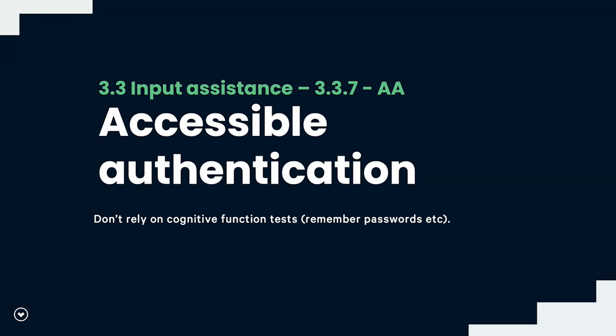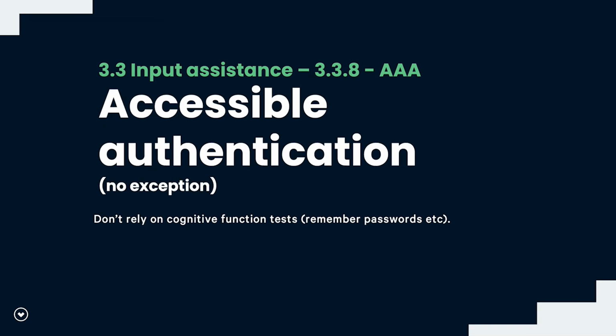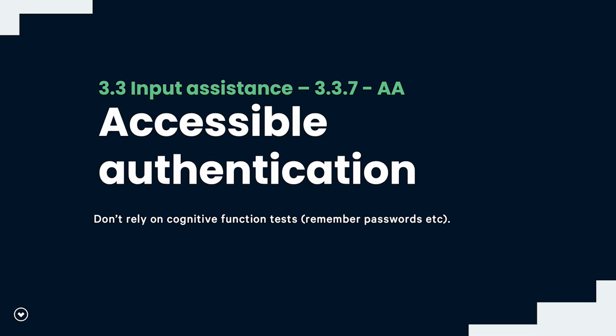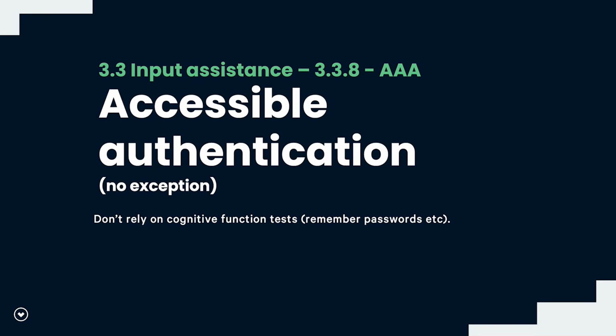So 3.3 input assistance. This is another AA one, and this is accessible authentication. So it's about not relying on cognitive function tests to authenticate something, such as requiring someone to solve a puzzle or remember a password. There are again two different levels and two different success criteria. There's an AA one, and then there's a no exception AAA one.